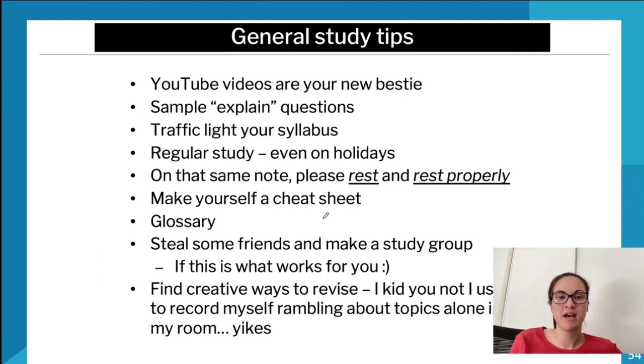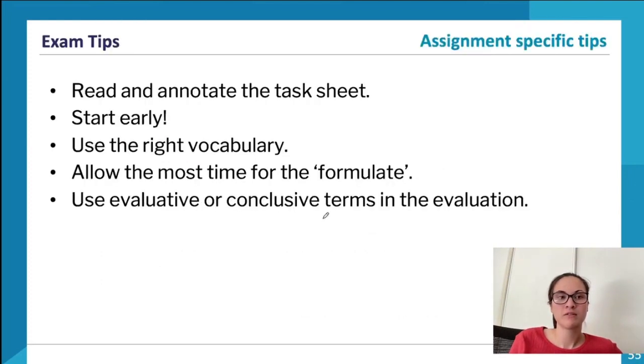Anyway, those are some general study tips. You can have a look at it on the download. Those are some general exam tips.